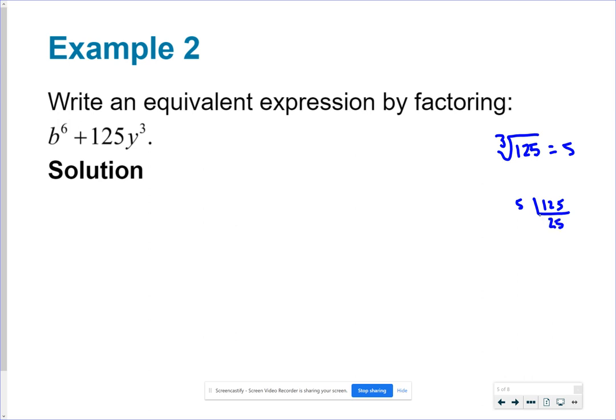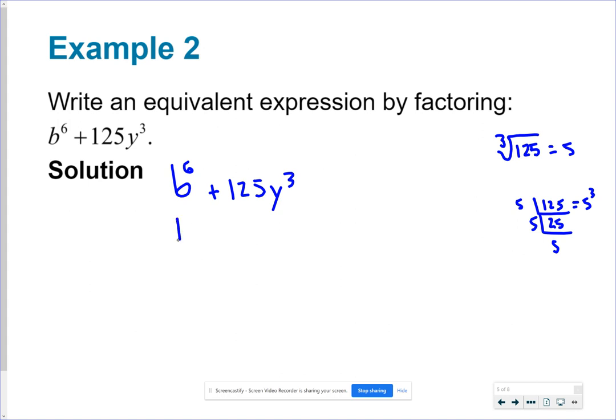125 divided by 5 is 25, and then 25 is 5 times 5. So 125 is 5 to the third power. That's all this says right here as well. Okay, so I need to take that b to the 6th plus 125y to the 3rd. That's why we're using a sum of cubes this time, because there's a plus sign. And cube, because we've got cubes.